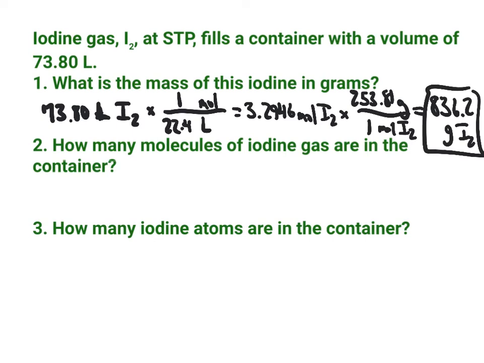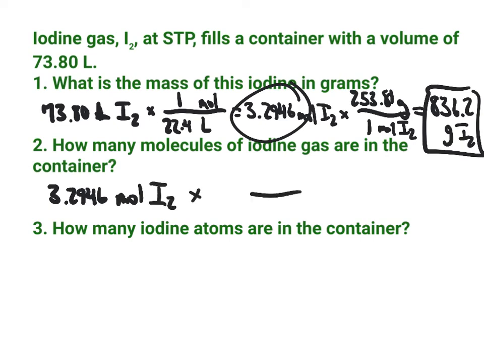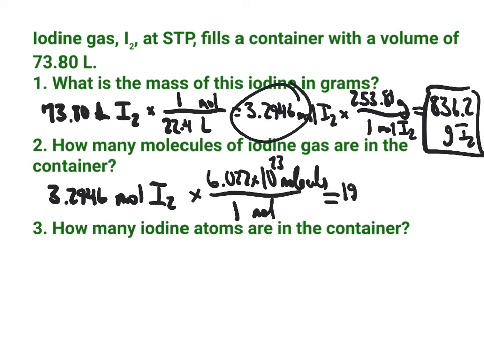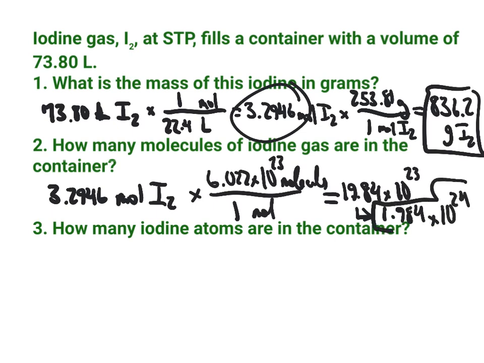I can then go back and take this number for moles right here and solve the second problem, knowing that I have 3.2946 moles of iodine. I know that getting rid of moles, if I have 1 mole of anything, I have 6.022 times 10 to the 23 molecules of that thing. So if I go to 3.2946 times 6.022, I get 19.84 times 10 to the 23. That's improper notation, so I'm going to make it 1.984 times 10 to the 24 molecules of iodine.